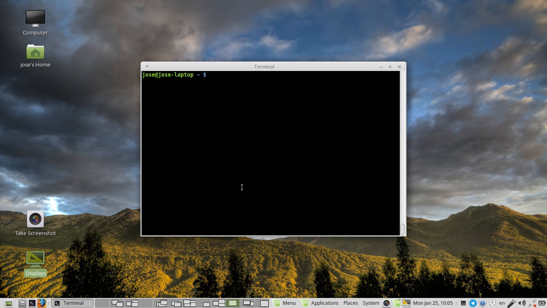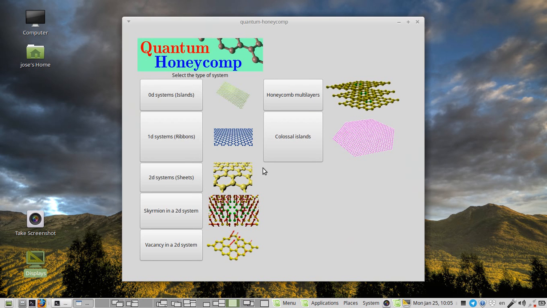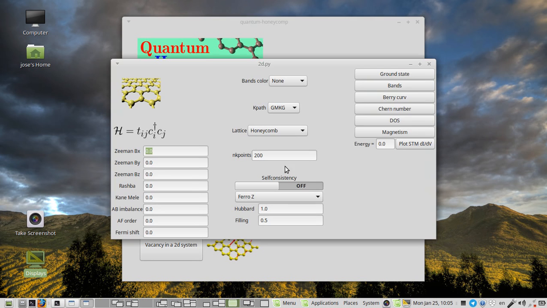In the following, we are going to move on to two-dimensional systems. And the first two-dimensional system that we are going to try is the pristine graphene. So we open Quantum Honeycomp, and in here we select the 2D systems box. This will open up this window.